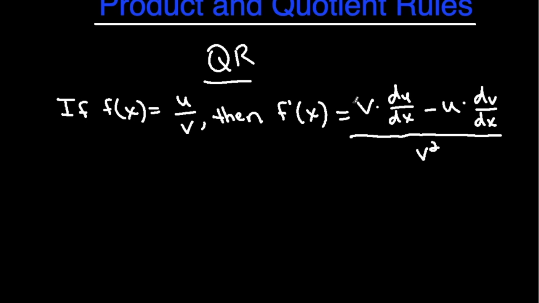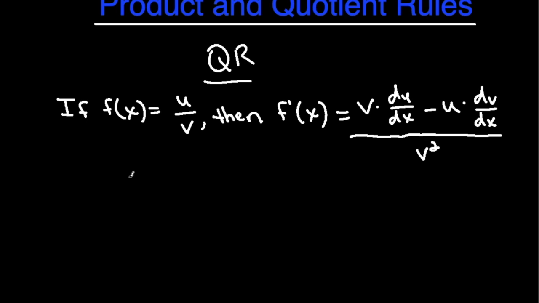And notice that it's v times the derivative of u minus u times the derivative of v. So there's a certain order that you have to follow. And if you were to switch the order around and put this quantity first, then that would change your entire quantity as a whole. And so this is different than the product rule, because for the product rule, you can add up these two quantities in any order.